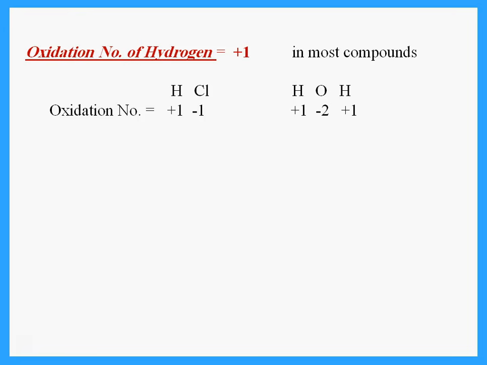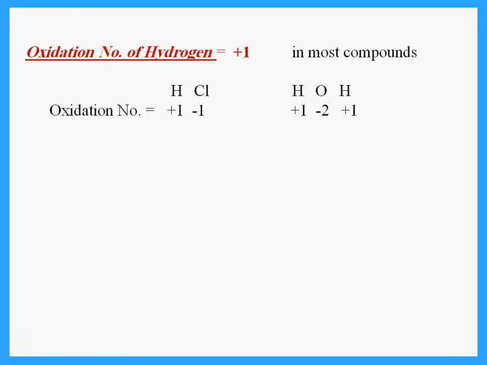HCl total is 0. So hydrogen is +1, then chlorine is -1. Water: each hydrogen in water is +1. Again, the oxidation number is for one of them. So each hydrogen is +1. That means the total for 2 hydrogens is +2. So the oxygen is -2.